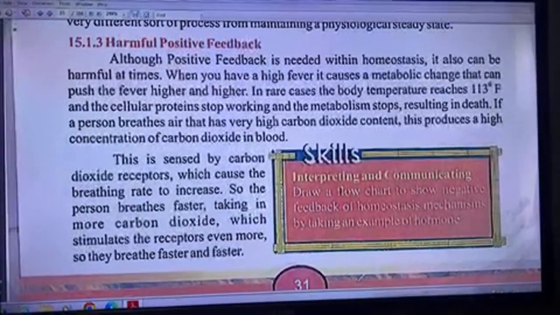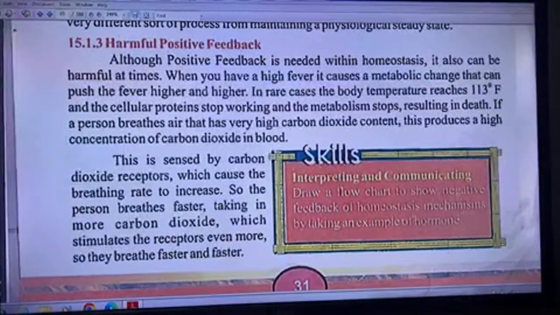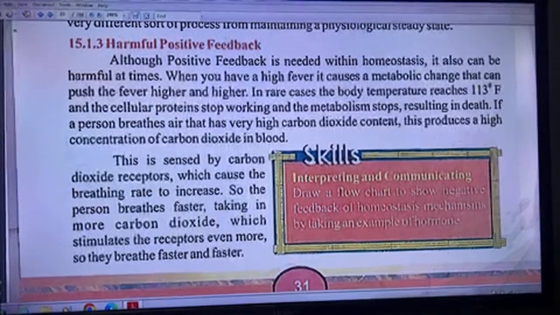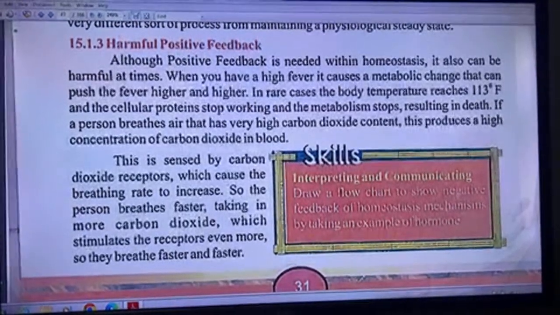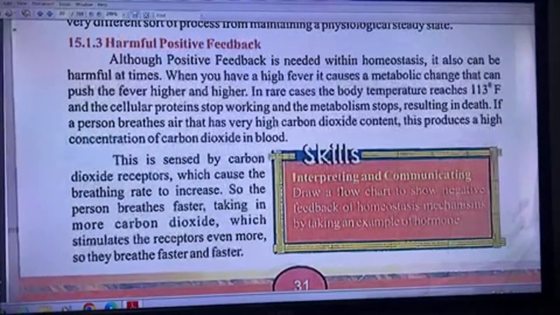If a person breathes air that has a very high carbon dioxide content, this produces a high concentration of carbon dioxide in the blood. This is sensed by the carbon dioxide receptor, which causes the breathing rate to increase. So the person breathes faster, taking in more carbon dioxide, which will stimulate the receptor even more, so they breathe faster and faster.